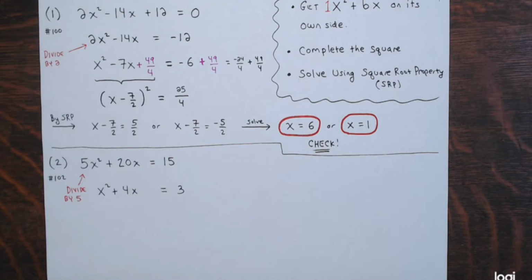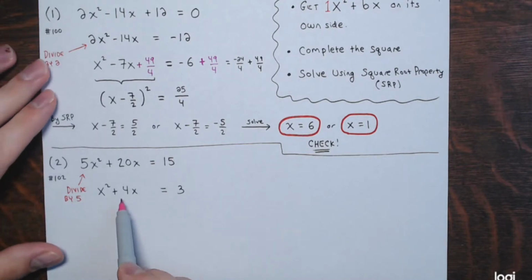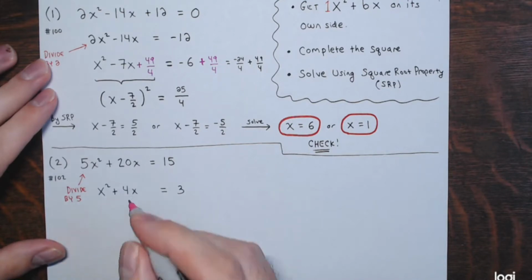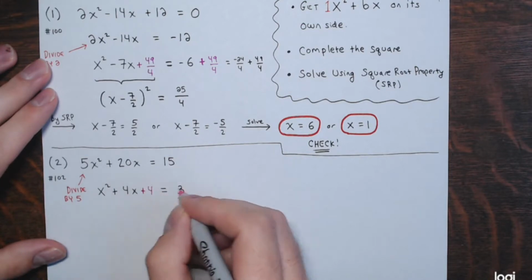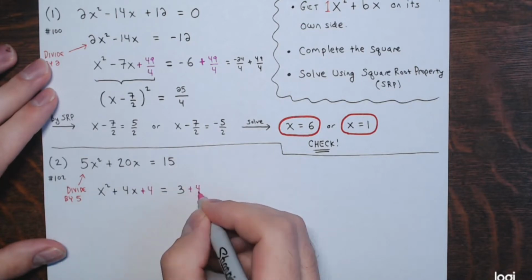All right, so now comes the completion of the square, right? You take half the linear coefficient. Half of 4 is 2. And then square that, right? 2 squared is 4. So I'm adding 4 to both sides. Don't forget to add it to both sides.